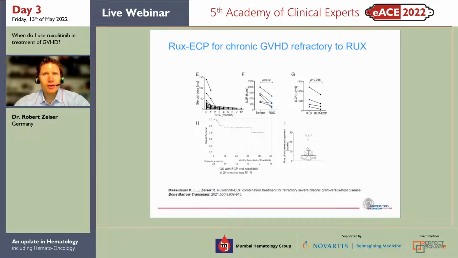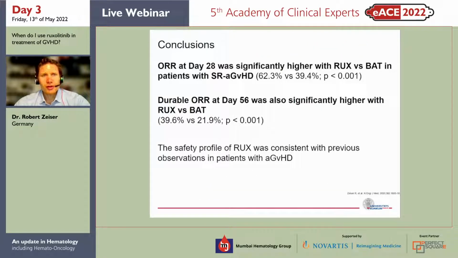In conclusion, I have shown you that overall response at day 28 was higher with RUX compared to BAT in patients with steroid refractory GVHD. Durable overall response at day 56 was also significantly higher, as well as a failure-free survival. And the safety profile of RUX was consistent with previous observations in patients with acute GVHD.